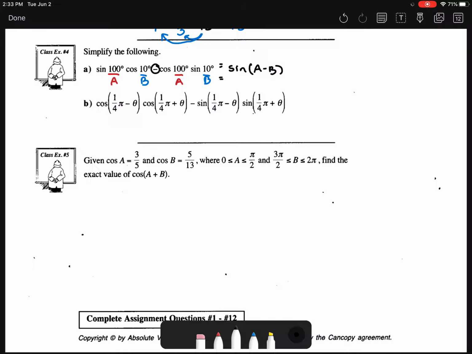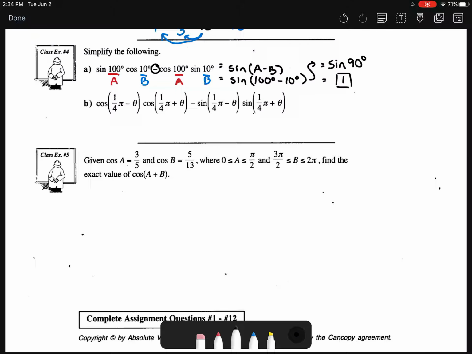Well, if that's the case, then what this actually is, is the sine of my A value, which was 100 degrees, minus my B value, which was 10 degrees. So this is therefore equivalent to the sine of 90 degrees, and we know the sine of 90 degrees has a value of 1. So just like that. When you see expressions separated by addition and subtraction and it's the same angles repeated over and over, there's a good chance that we can replace that big long expression with an identity and find the value or do the calculation relatively quickly.